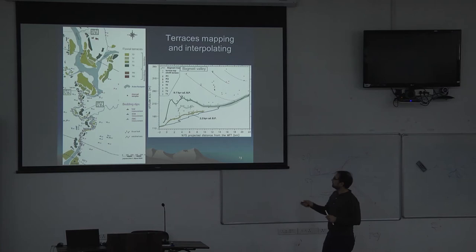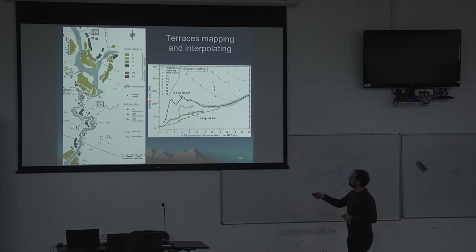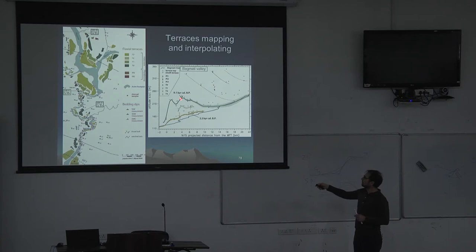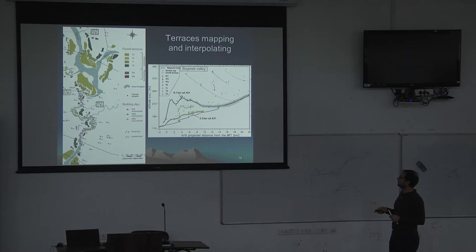So here it was the way it was done, the correlation between discontinuous terraces based mostly on sedimentologic and weathering arguments to reconstruct this different set of terraces. And once we correlate them, we got almost a continuous modern profile of the marker. So then, after having documented the geometry, we need to date this marker.